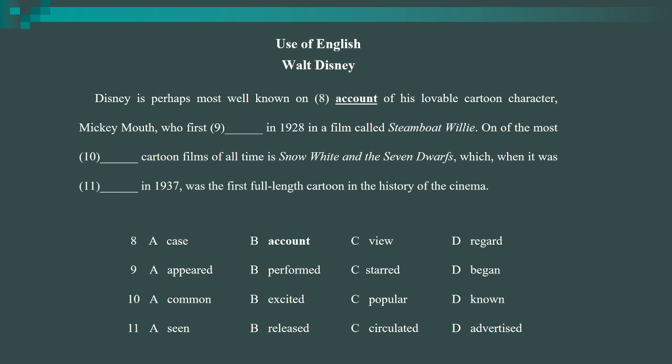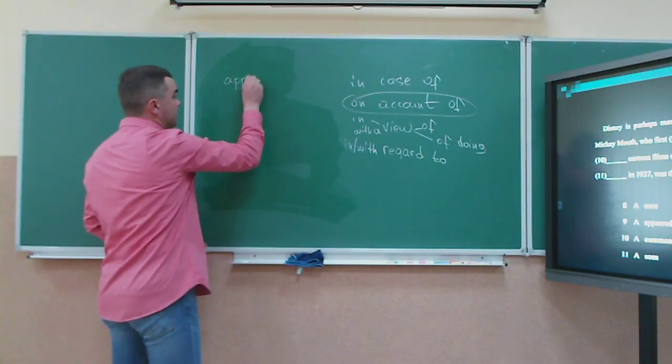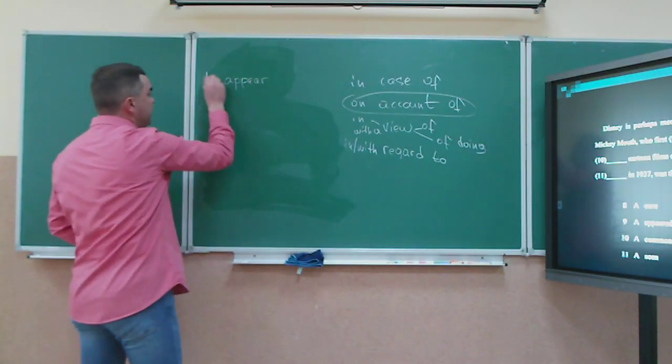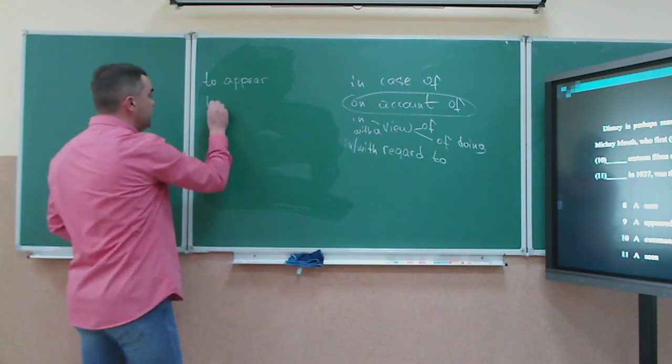again options. Number 1 we have appear. Again, it's a verb. To appear, then to perform.